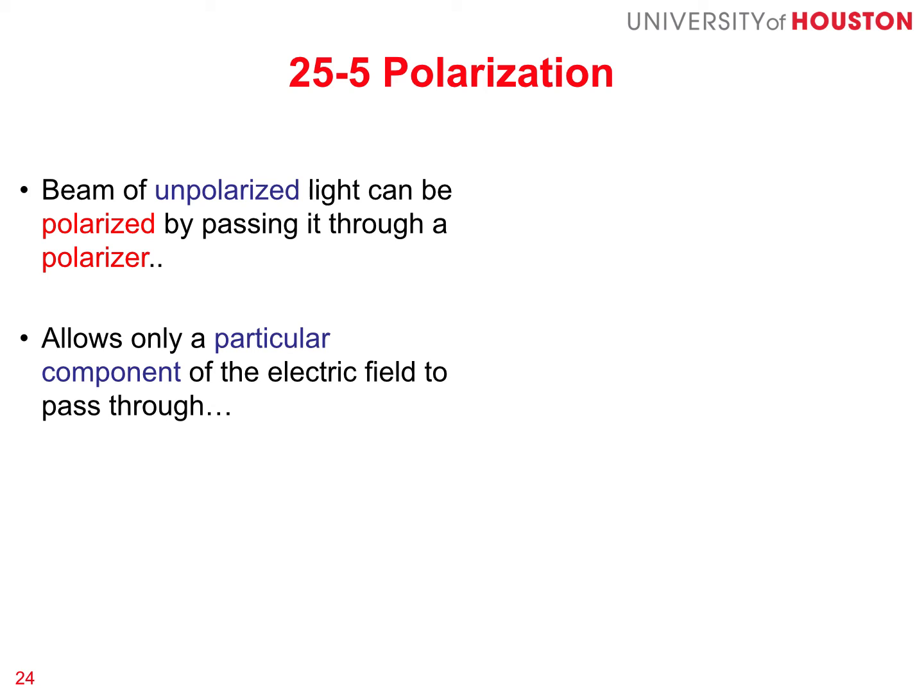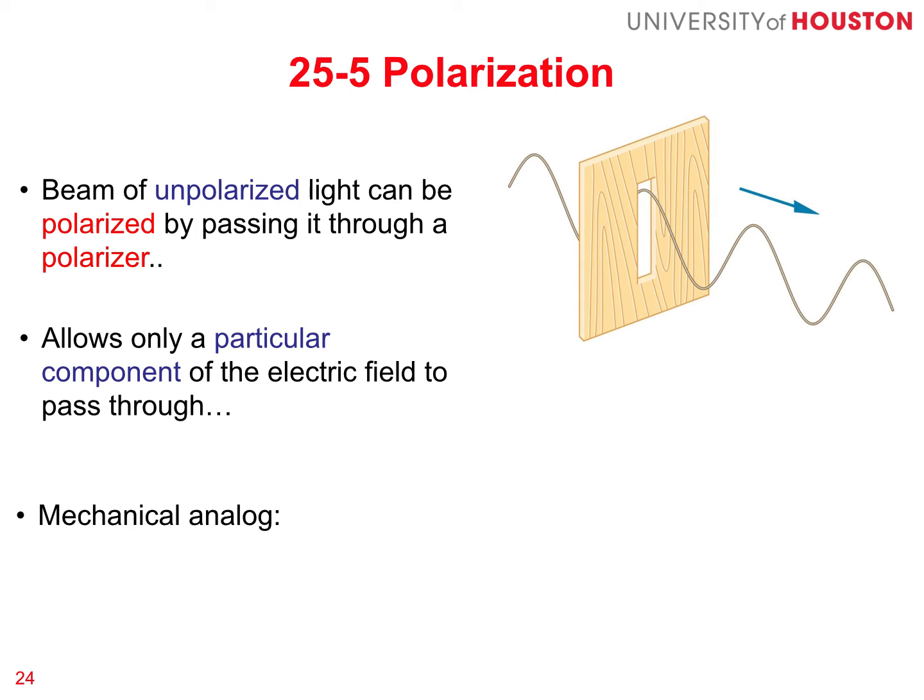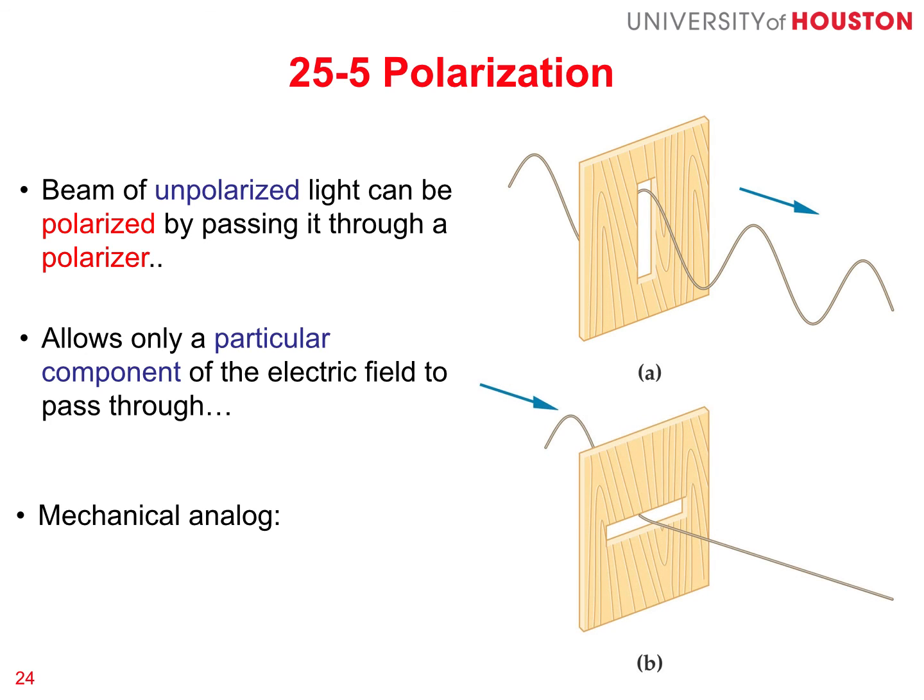It works in a way that we can understand using a mechanical analog. Here we have some string that we oscillate up and down, and the wave that's produced on this string can pass through the vertical slit rather easily. If we then rotate this vertical slit by 90 degrees, so it's horizontal, and the string is oscillating vertically, then the wave at the horizontal slit will cease to exist. A polarizer with light operates on the same principle.